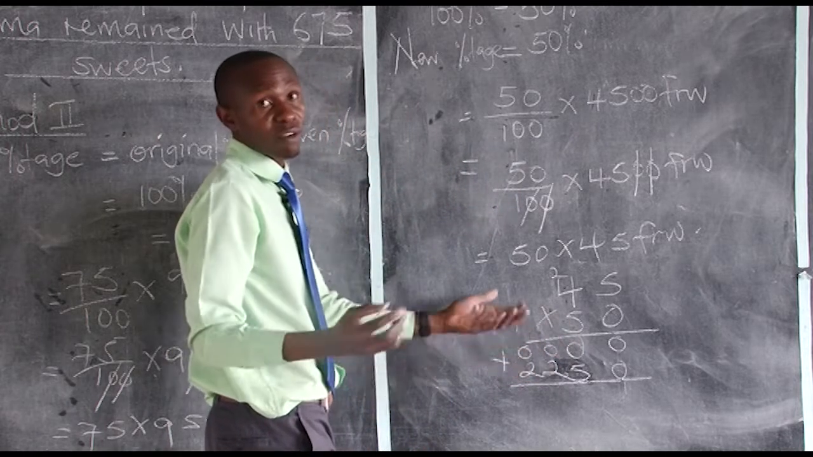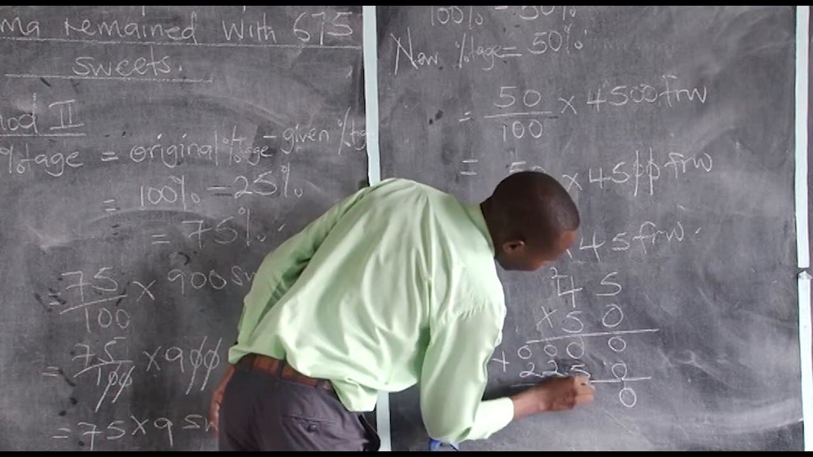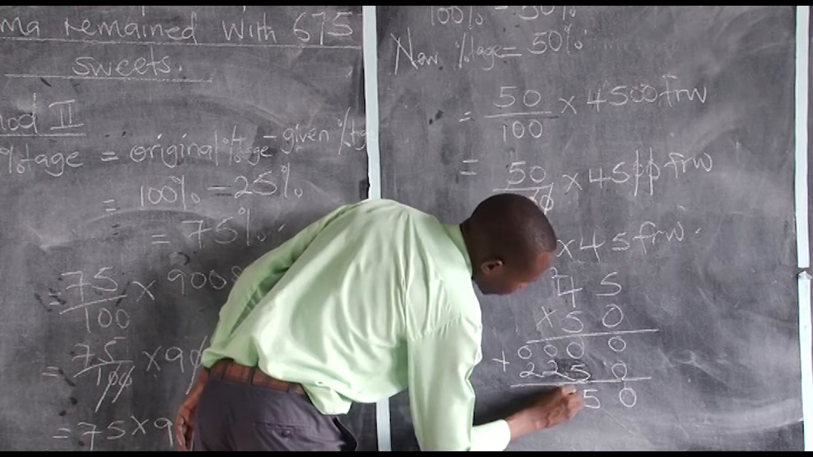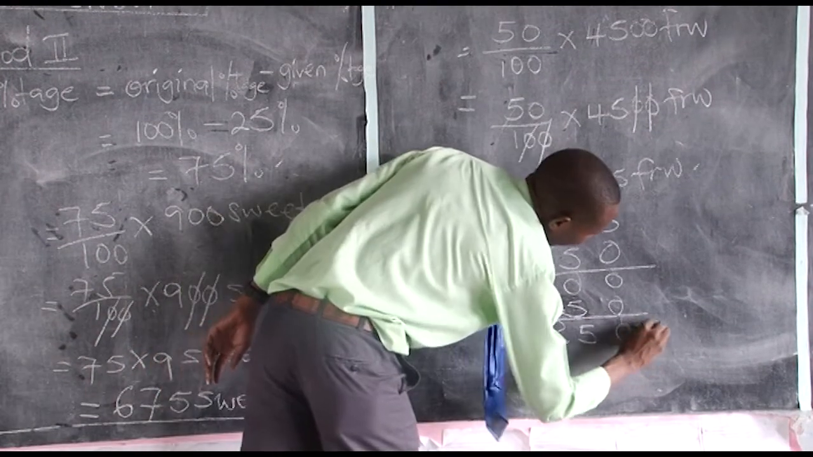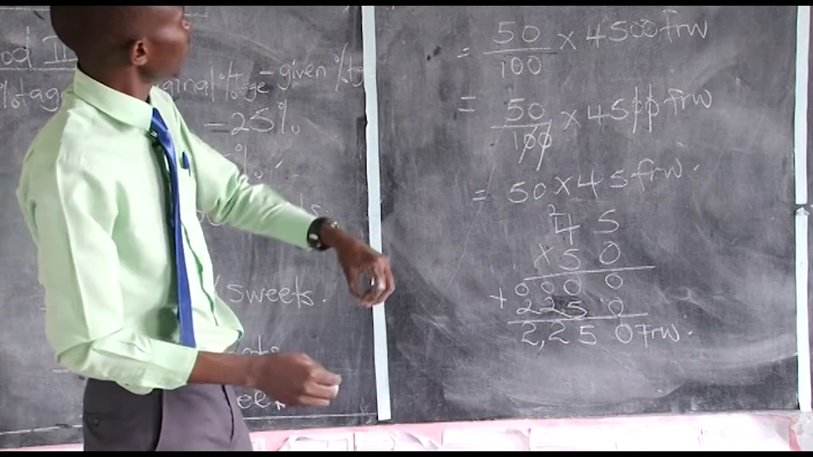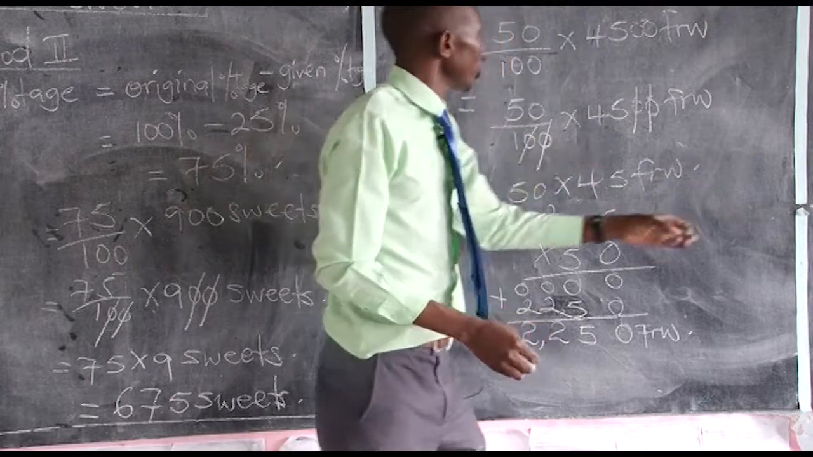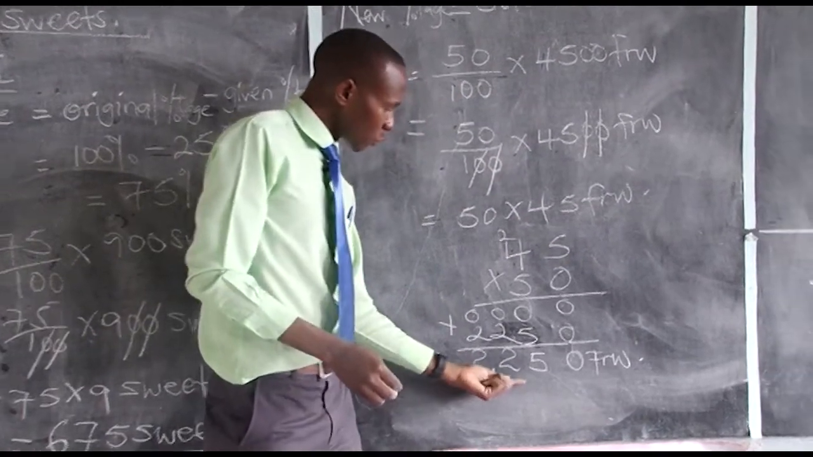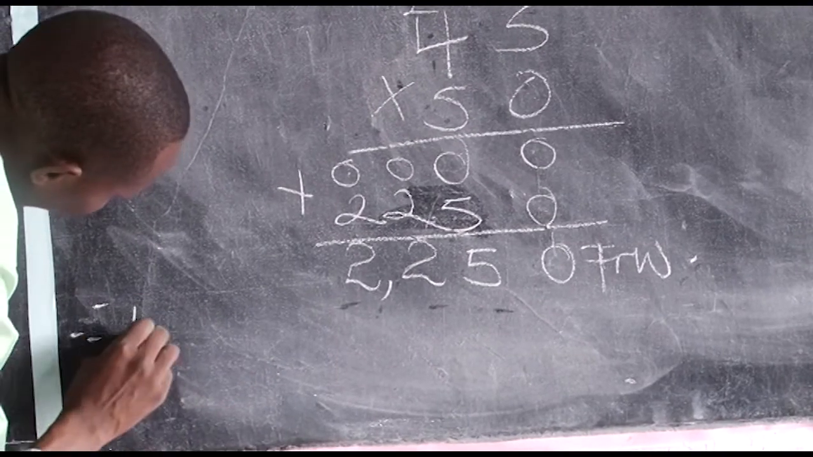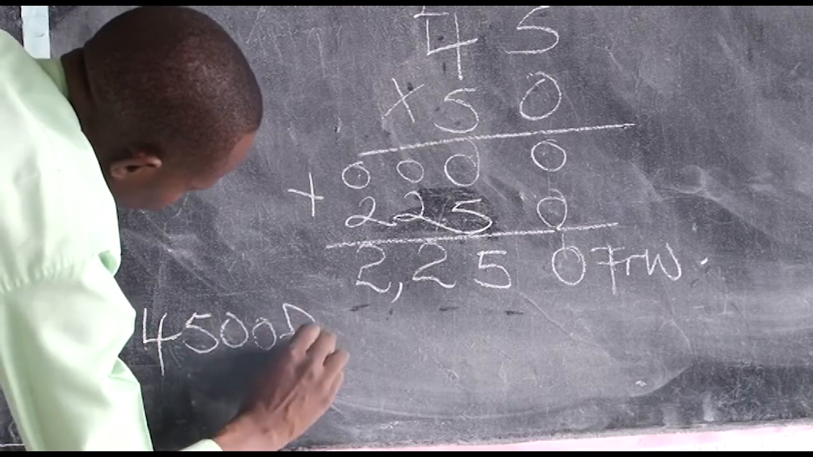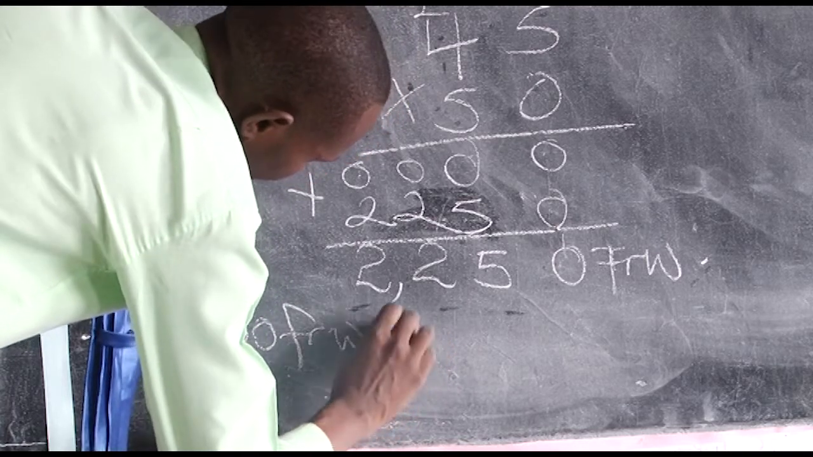These are placeholders. They don't add anything, they don't reduce anything. So 0 plus 0 will give us 0. 0 plus 5 will give us 5. 0 plus 2 will give us 2. 0 plus 2 will give us 2. Then I'll put here a comma: 1, 2, 3, comma. These are francs. So what does it mean? It means if you decrease 4,500 francs by 50%, you will come out with 2,250 francs. So I'll come here and say, therefore, 4,500 francs is decreased.